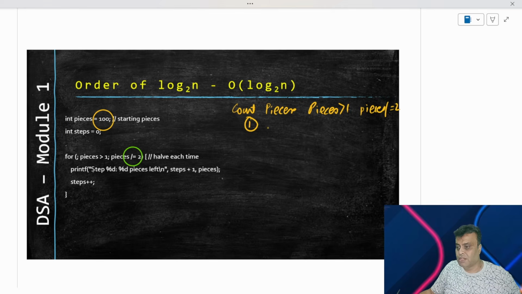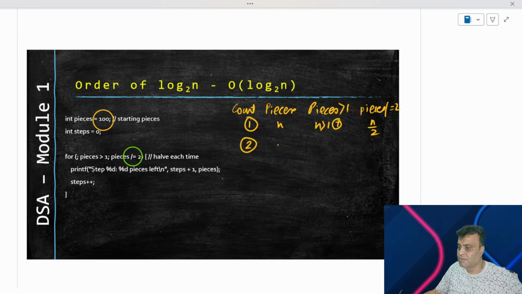So in the first time it runs, the pieces is having a value of n. Let us say the pieces has a value of n. In this case, n is 100. So n is greater than 1 is true, and then pieces will become n by 2. In the second run, pieces starts with n by 2, and n by 2 is greater than 1. So this is also true. And then this n by 2 will become n by 2 square because we are halving it.